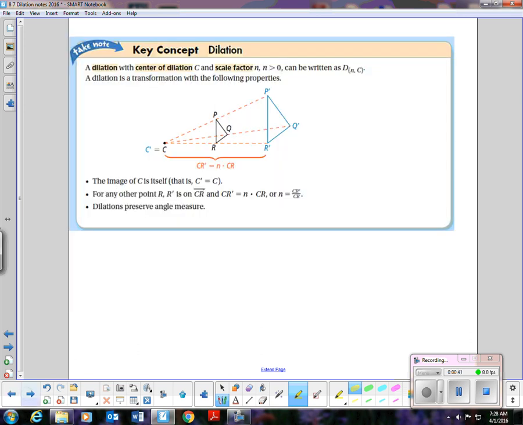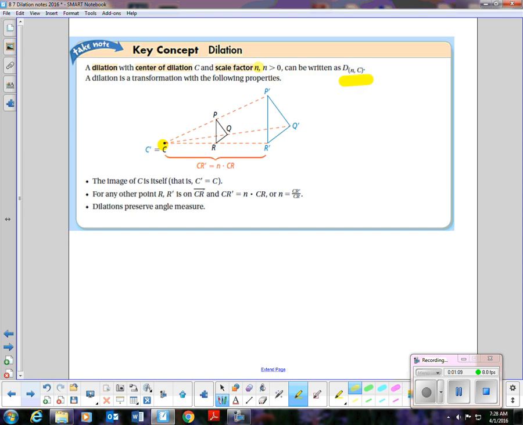So the first concept is a dilation. A dilation with a center of a dilation here. So we're going to use C as the center of our dilation. And we have a scale factor, which is n, and n has to be greater than 0. We don't have negative dilations. It could be fractions, could be numbers bigger than 1, could be less than 1, but it has to be bigger than 0.